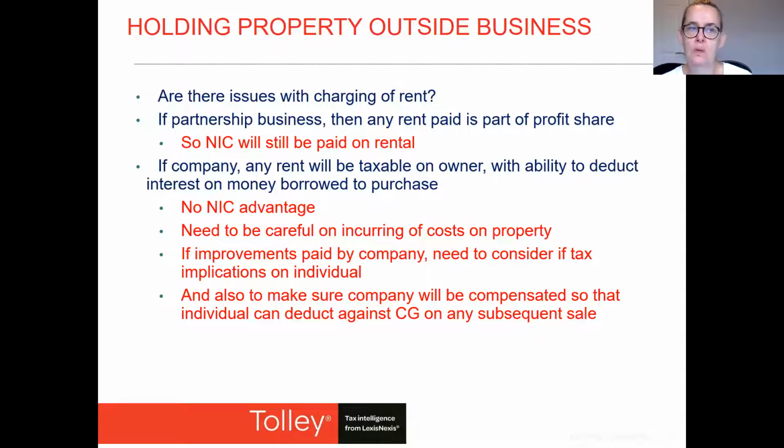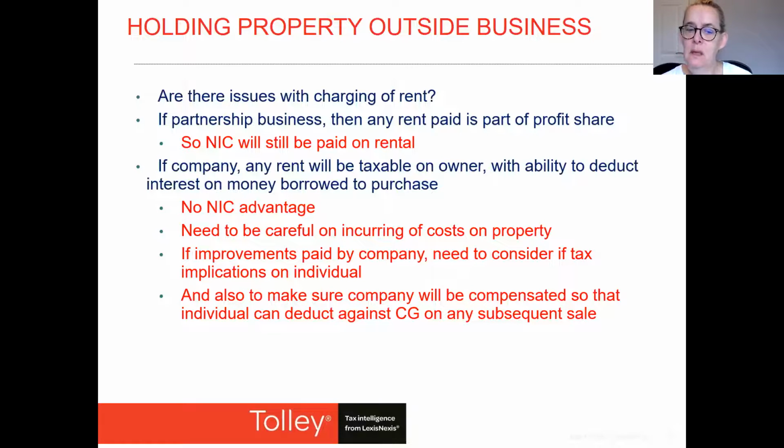Because the problem that you've got otherwise is that you could have the company having incurred the costs and not getting a deduction for them, and the individual not getting a deduction for them on the sale of the property. And in fact, we've recently had a tax case on that point. So again, somebody's asked me to clarify the point about NIC on rents.